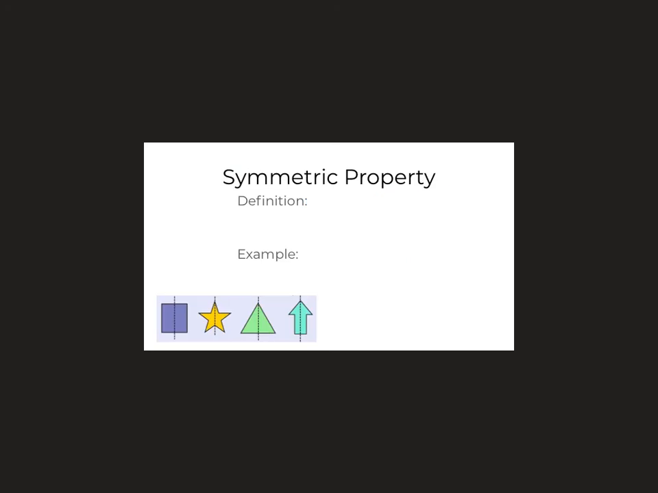Next, we have the symmetric property, and on the bottom there, I've got some pictures of symmetry, so it's the same thing on both sides. And this just kind of tells us that we can switch the sides. So if A equals B, then B equals A. Again, we know this. We're used to this. So if X equals 3, then 3 also equals X. We can flip them around. That's the symmetric property.